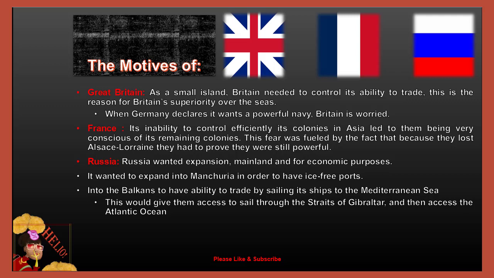And they also wanted to expand into the Balkans to have the ability to trade by sailing its ships to the Mediterranean Sea. This part right here is important because it actually comes up later on. So it's pretty good to remember. This will give them access to sail through the Straits of Gibraltar and then access the Atlantic Ocean. And this will give them the ability to trade freely all over the world, a very, very wide area, and thus keep up with the rest of Europe because it was extremely behind. And those are the reasons.